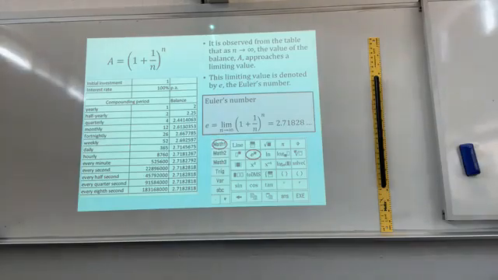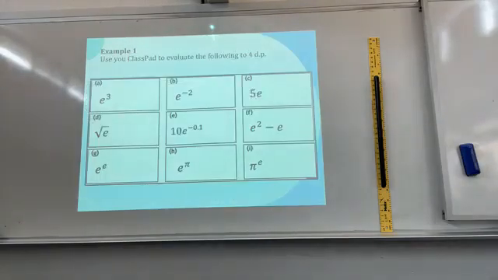Now, let's go to example 1. Can you use ClassPad to evaluate the following to four decimal places? E is just a number, nothing else. Think about E as just a number, that's all. Alright? E is just a number.